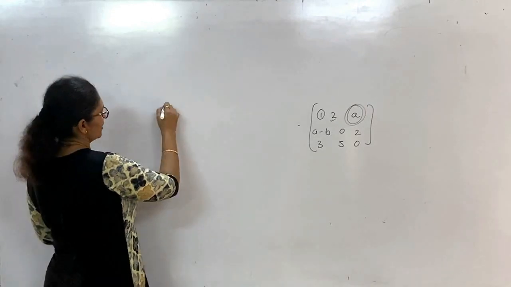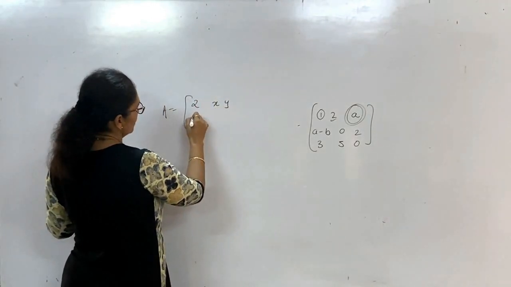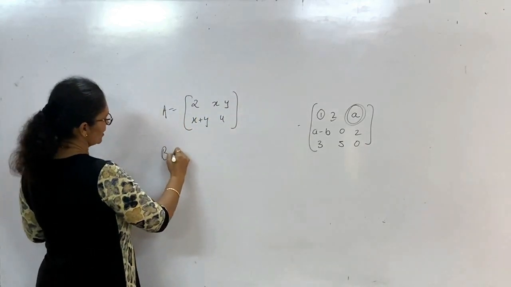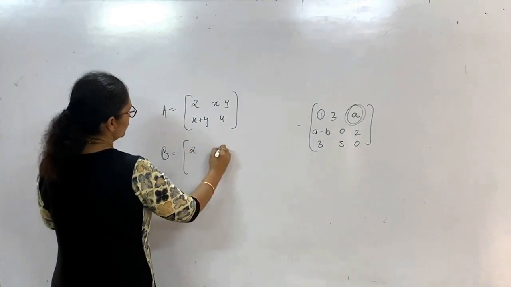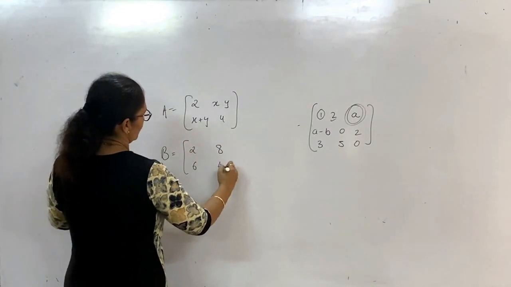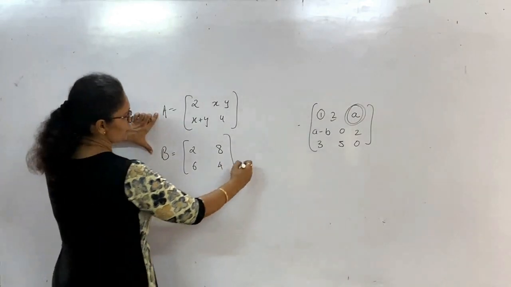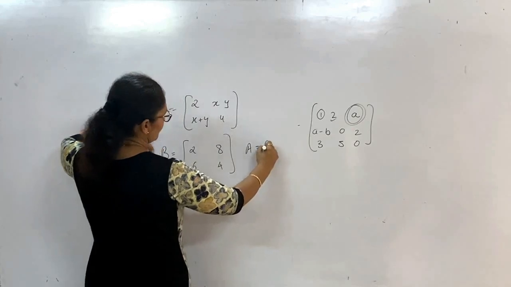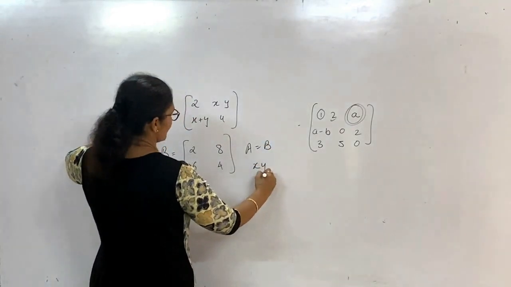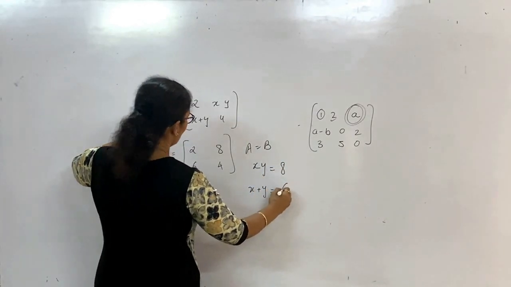Suppose you have matrix A given as 2, xy, x plus y and 4, and another matrix B, that is 2, 8 and 6, 4. Then what is the meaning of it? If we compare these two, if A and B are the same, then xy will be 8 and x plus y will be 6.